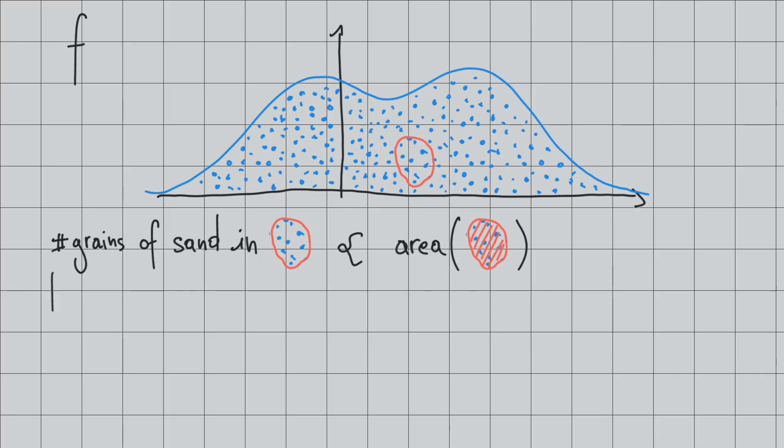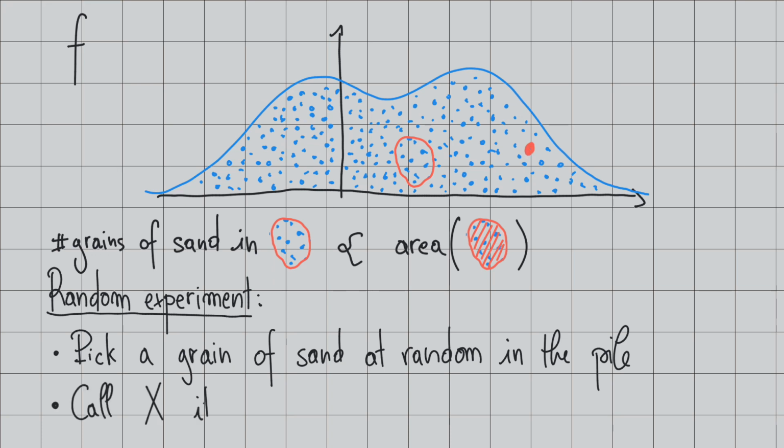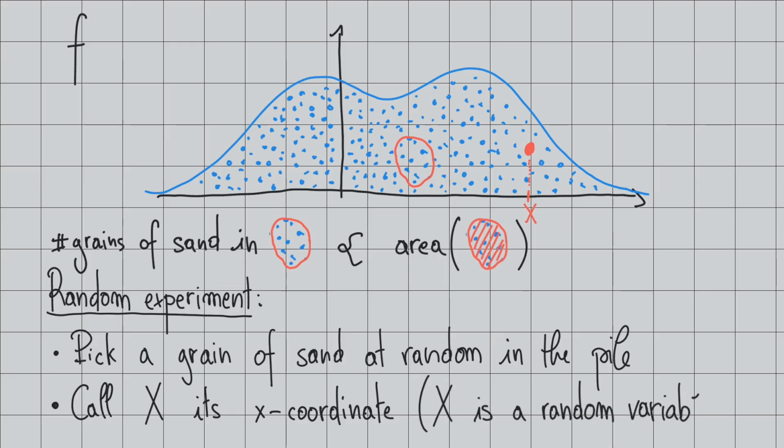From there, we can define the following random experiment. Among all the grains of sand under the curve, pick one uniformly at random. Let us say that I happen to pick this one. Then, we measure its x-coordinate and call capital X the obtained value. So X is a value that is determined by the result of a random experiment. In probability theory, we say that X is a random variable, which is a fancy way of saying random number.